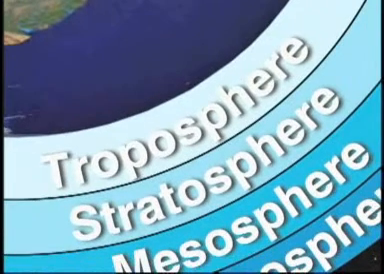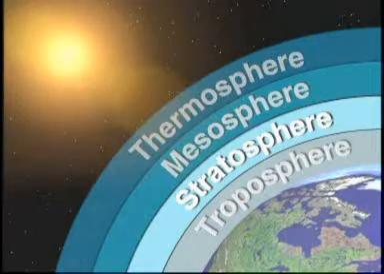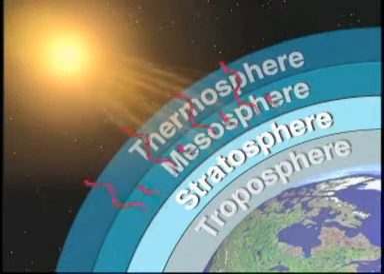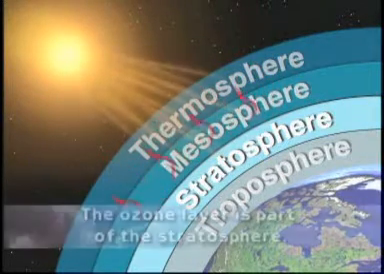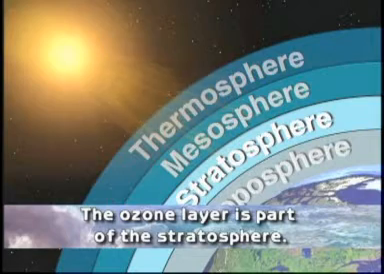The next layer is the stratosphere. It extends to 30 miles above the Earth. The stratosphere protects us from much of the ultraviolet radiation the sun puts off, and the protective ozone layer is here.